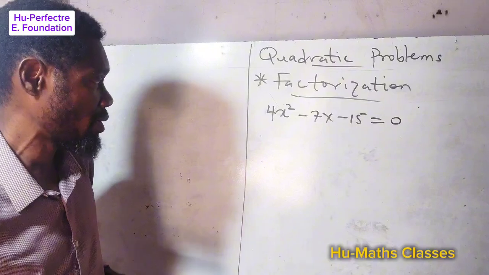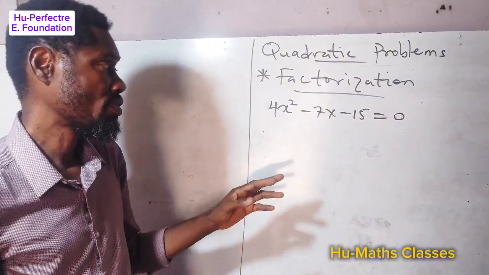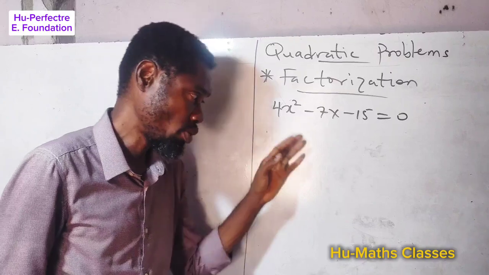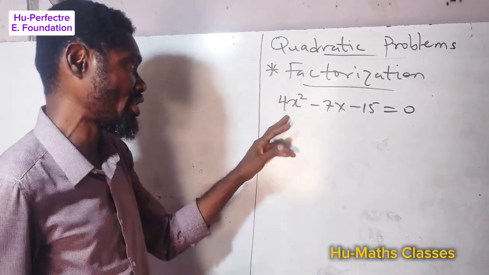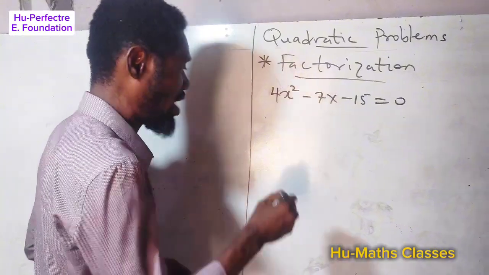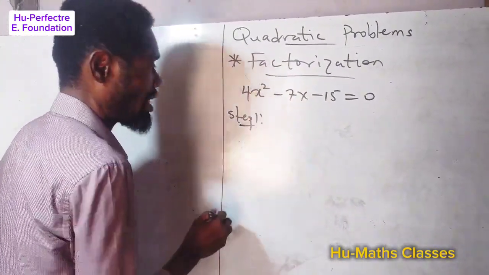If you understood it properly, you can also use it to factorize quadratic expressions, not only equations, but we are dealing with equations right now. Step one, multiply the first variable and the last variable.